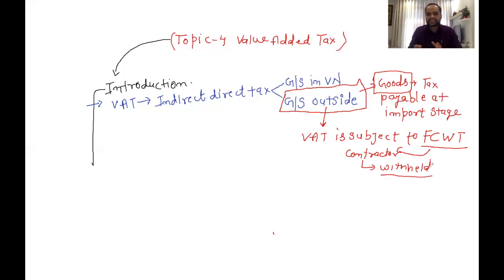The contractor will withhold the tax and later is obliged to pay the tax to the government. That's only the case when foreign parties are involved, right? It's the case when goods and services, mainly goods, are taken from outside, right? So that's the requirements, all right?